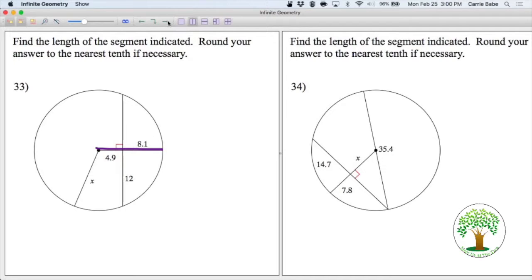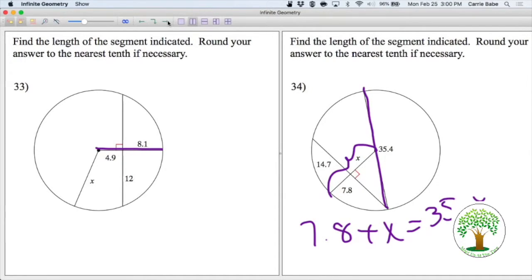What about 32? 34 has me lost. 34. It would be 18, or 32 would be 18, wouldn't it? How long is this whole thing right here? Wait, 30? 30. Oh. Yeah, how much is just the radius? Half of it. Half of it, which is the same distance as that one. Oh, so you do x minus 7.8 I would say, or 7.8 plus x equals 35.4 divided by 2. However you want to say it.